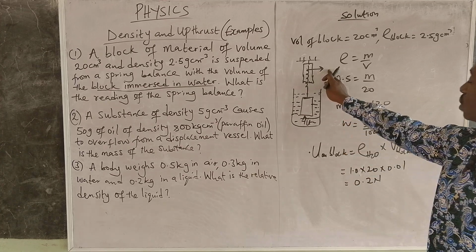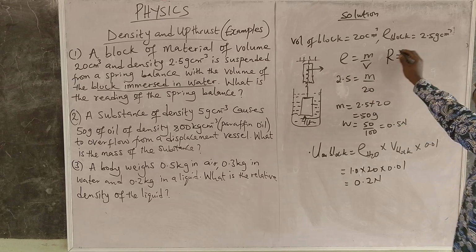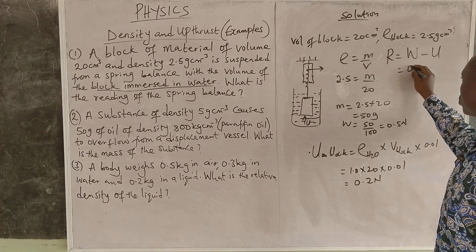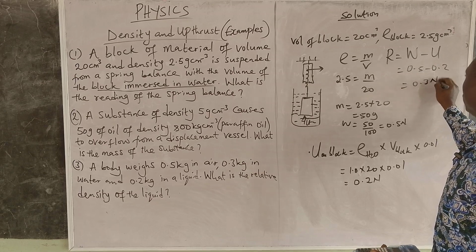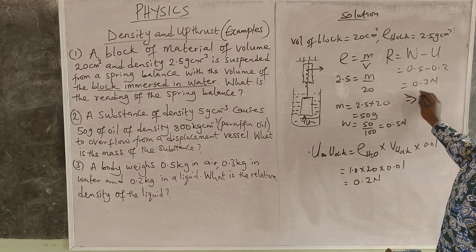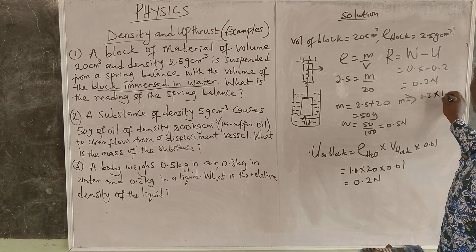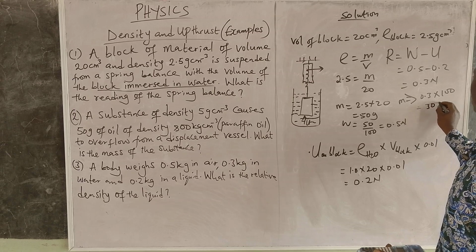Now, what is the reading? The reading is going to be the original weight. Reading on the spring balance is the original weight minus upthrust, which is equal to 0.5 minus 0.2, which is 0.3 Newton, which you can also convert to gram. So the mass is going to be equal to 0.3 times 100, and that's going to be 30 grams.